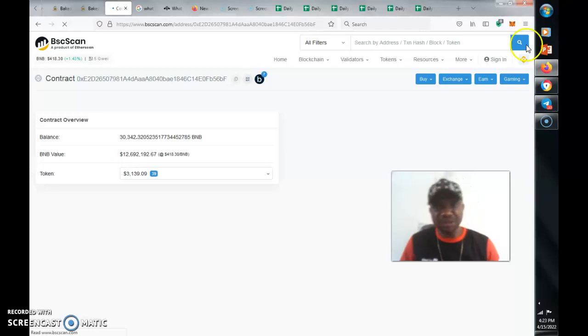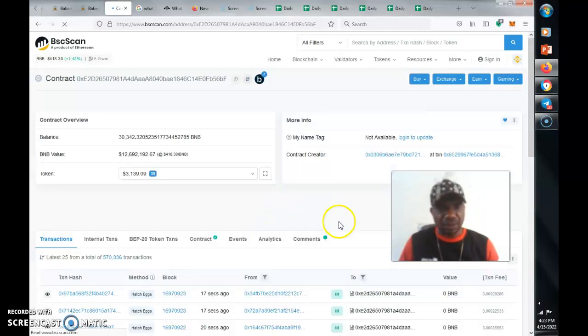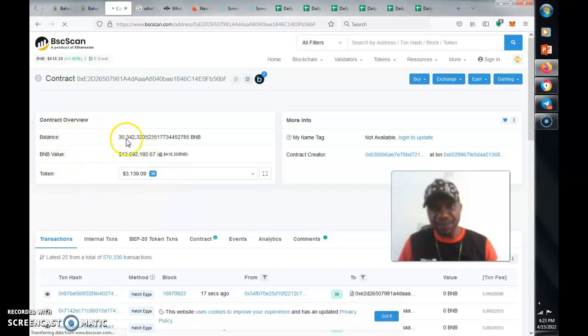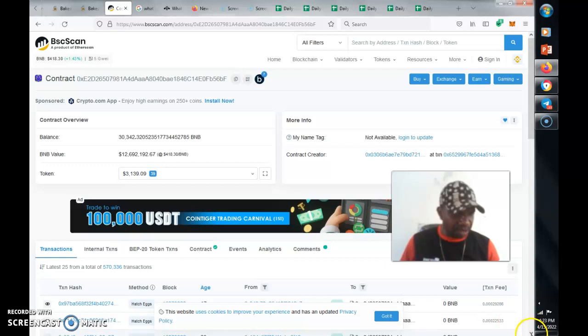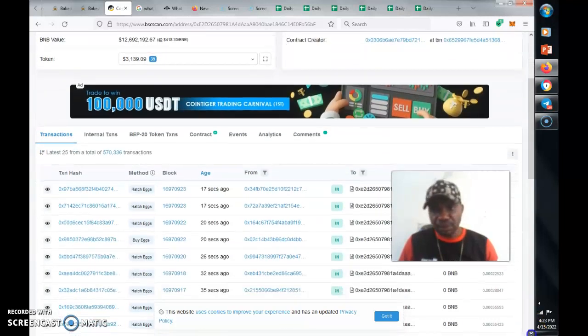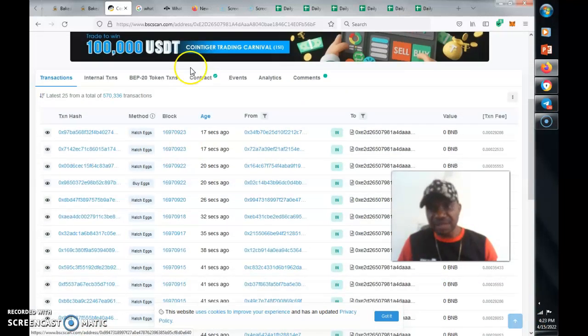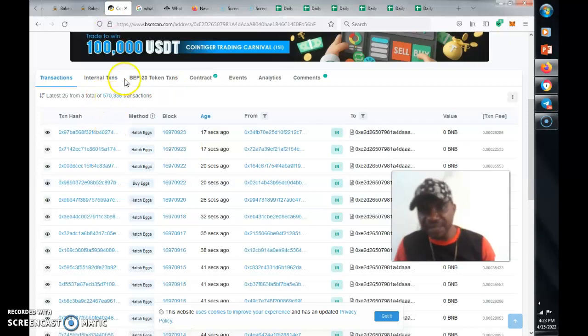Within this smart contract, you can see the total sum of the balance of BNB has changed. Look at what it is and the value. Now let's look at all the transactions that are taking place inside the blockchain in this smart contract.